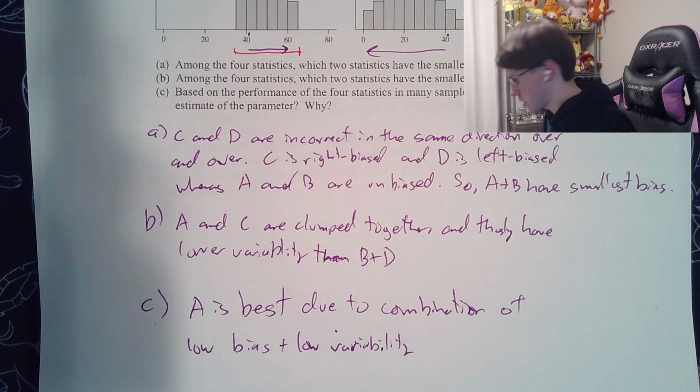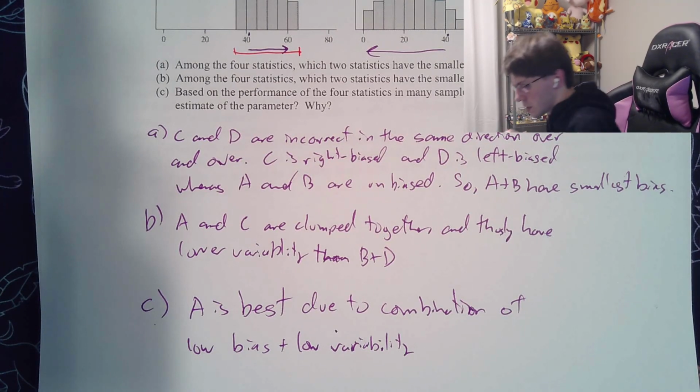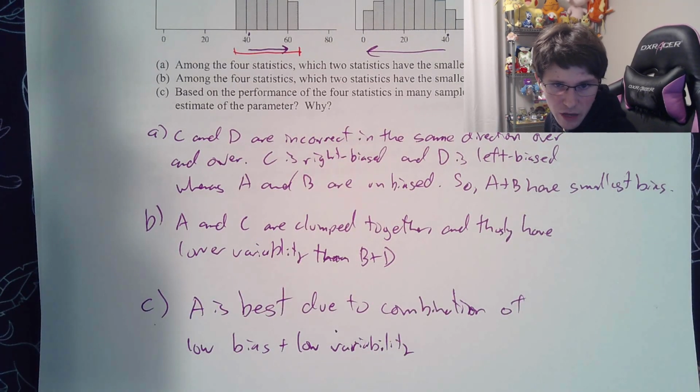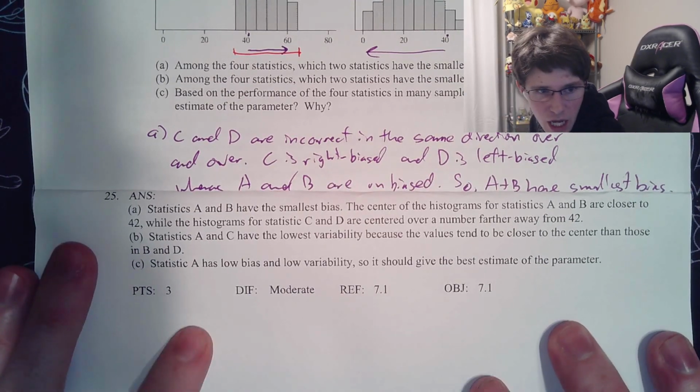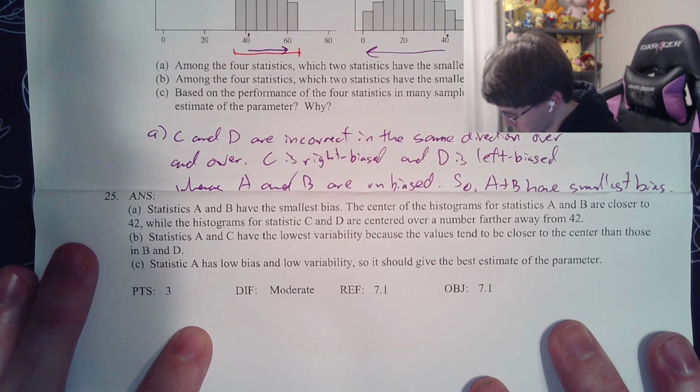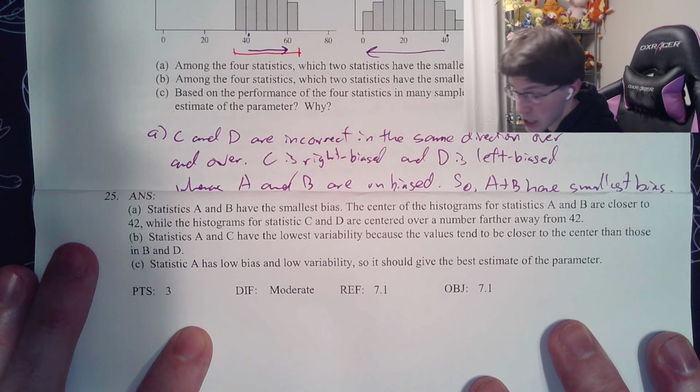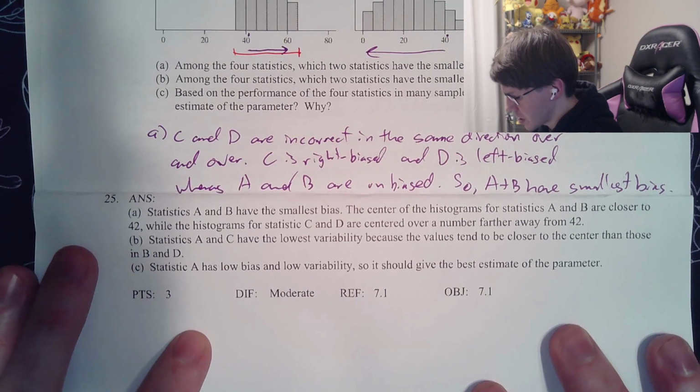Okay, let's read our answers here. Here we go. There's my answers. Here's their answers. Statistics A and B have the smallest bias. Centers of the histograms are closer to 42, while the histograms for C and D are centered over a number further away from 42. So it's incorrect in the same direction over and over again. Letter B. So we're good enough there.